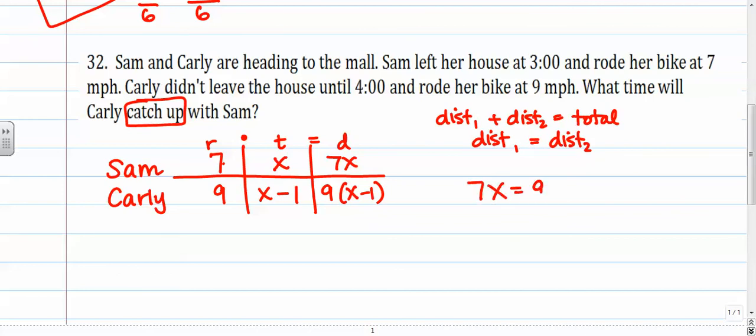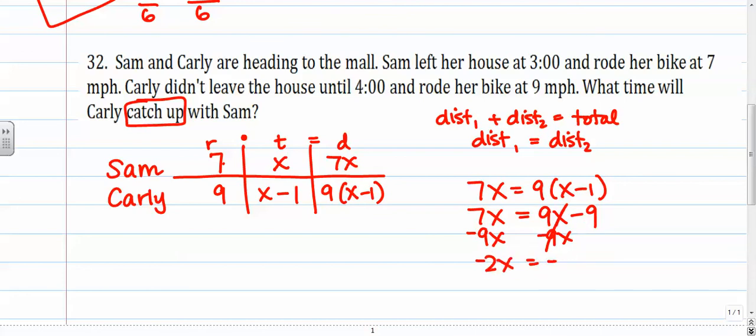So 7x equals 9 times x minus 1. Okay, so I'm going to distribute. 7x equals 9x minus 9. Normally I say to move the smaller x's, but I think in this case that'll involve more steps. I'm going to go ahead and subtract my 9x's. Okay, so 7x minus 9x makes negative 2x. I've got a negative 9 left. And then when I divide by negative 2, that tells me x equals 4.5.